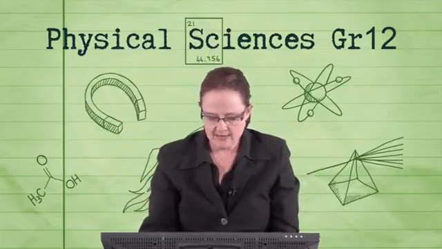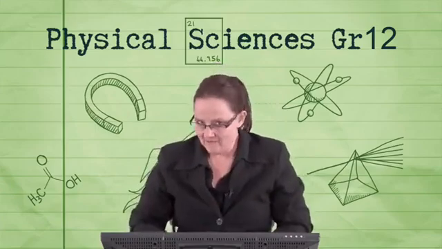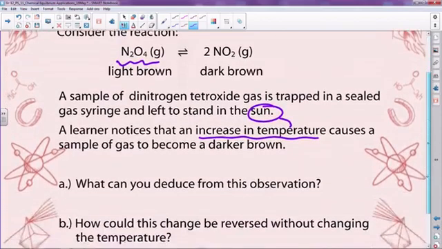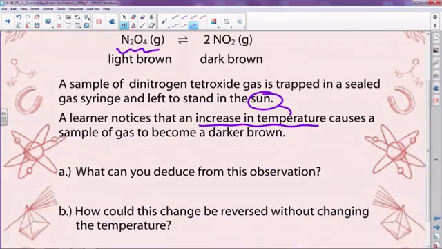Now, if we have a sample of the dinitrogen tetraoxide, that's this, trapped in a sealed gas syringe and left to stand in the sun, the sun means an increase in temperature. And this causes the sample of gas to become darker brown. First question, what can you deduce from this observation? And secondly, how could this change be reversed without changing temperature?